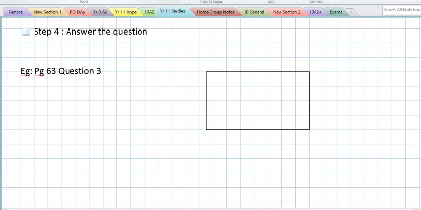Alright, so question 3 states, a rectangular plot is enclosed by 200 metres of fencing and has an area of A metres squared. Show that A equals 100x take x squared, where x is the length of one of the sides. Alright, if we let x be the length of one of the sides, any ideas how we might approach this using the information we've been given?